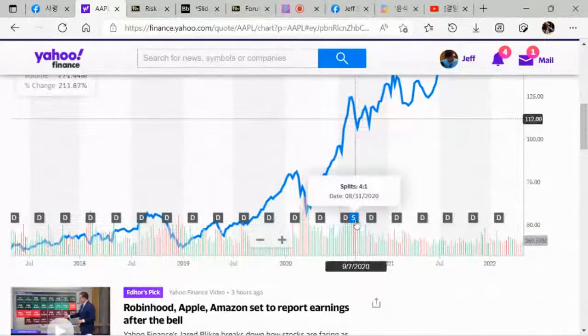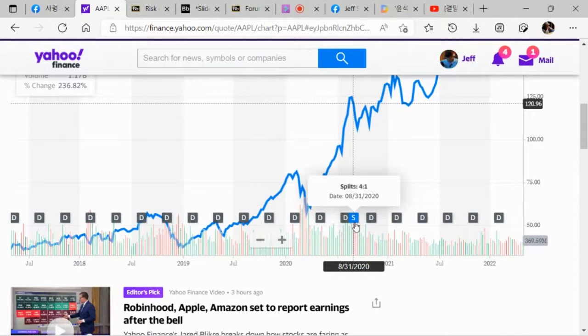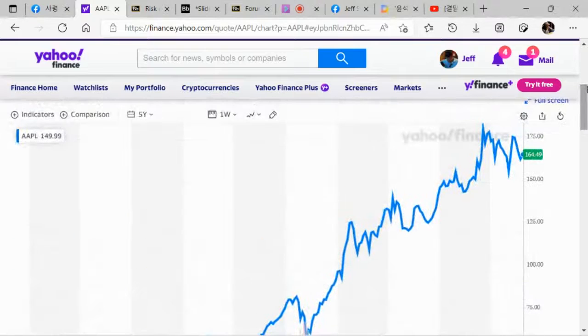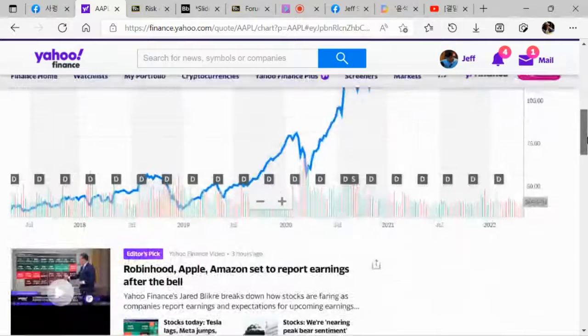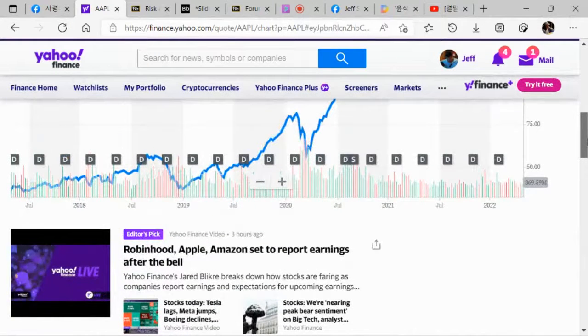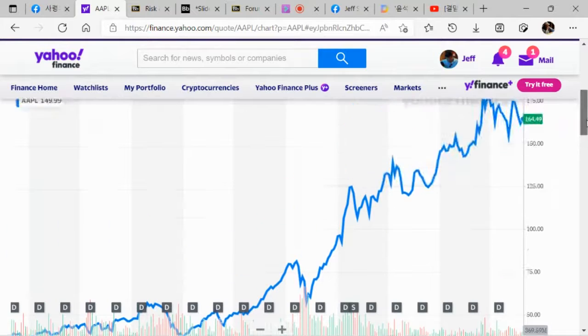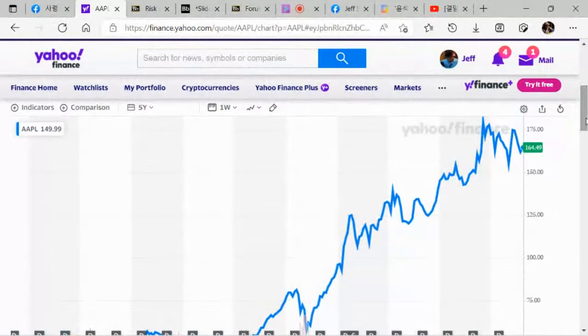You see, there was a 4-to-1 split, actually it was end of August 2020. And then look at all these. So that's just the trend. And you can tell Apple really took off since 2007, actually. Prior to that, it did. In 2007, that was the year the iPhone came out.